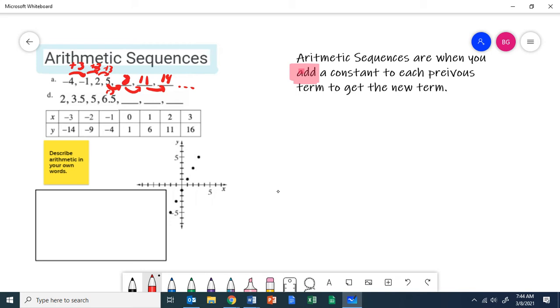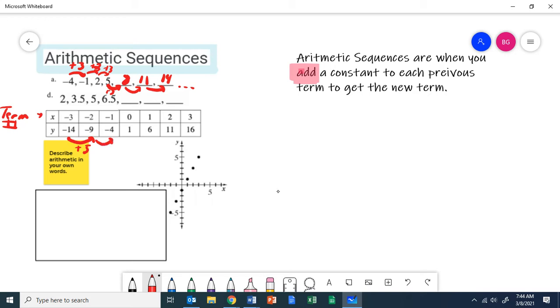Okay, so like an example in the chart here, you would see from -3 to -2, that's the term number. That tells you what spot we are at in the sequence. The term number tells you what spot we are at. From -3 to -2, you see that the y value here goes from -14 to -9. Well, that would be +5 each time. Okay, from -9 to -4.